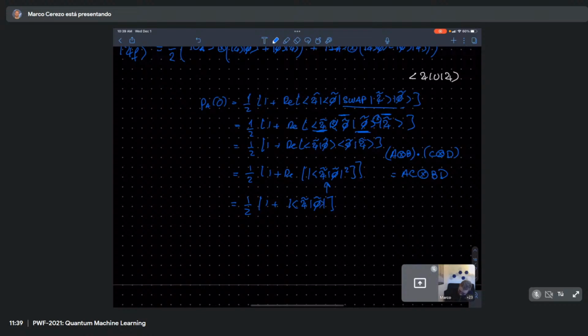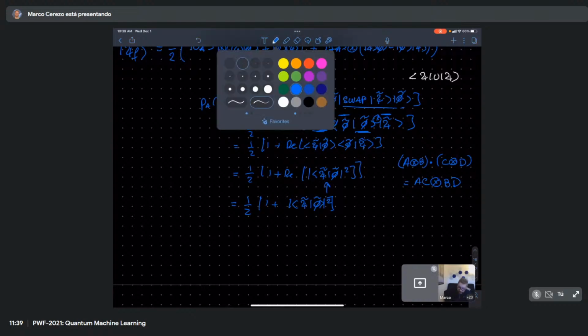So now you can see that the swap test, whenever combined with the Hadamard test, allows me to do something non-trivial. It allows me to compute the expectation value, the inner product between two vectors, which is something that it's not obvious how we can do, right? But now we have a circuit that actually does this.